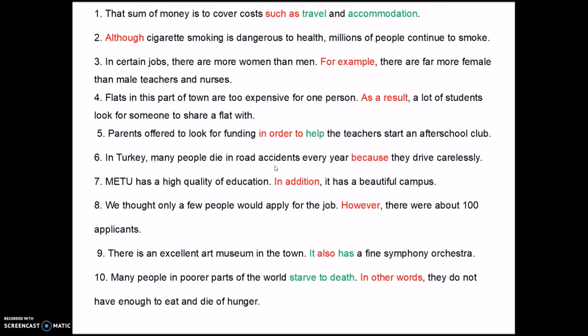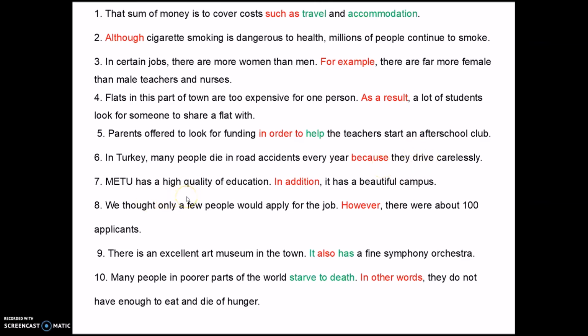In number 6, we have a reason-result relationship. Like in Turkey, many people die in road accidents every year. This is the result, and they drive carelessly is the reason part. So to show the reason, we will use because here. To show that it's the reason is given here, we will use because. We cannot use in order to. As I have just said, after in order to, we have to use verb 1, but here we have a subject and verb, so we have to choose because.